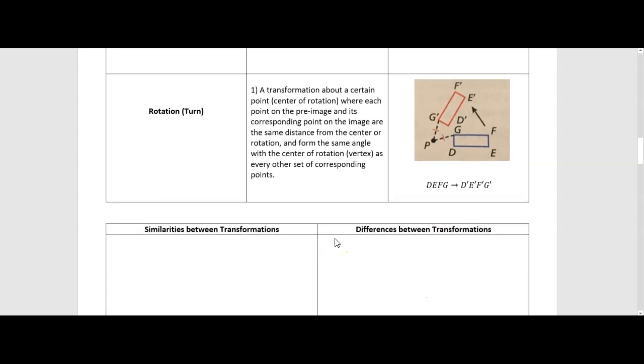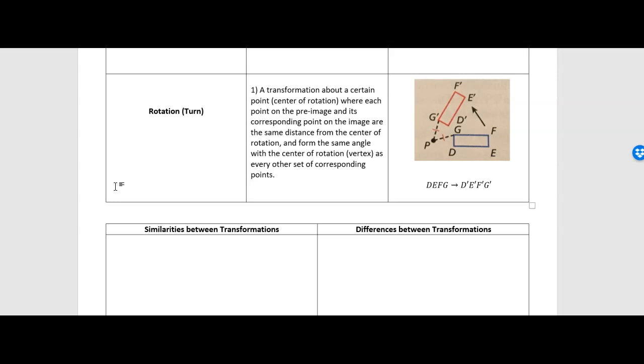This is a transformation about a point, which we call the center of rotation, where each point of the pre-image and its corresponding point on the image are the same distance from the center of rotation, and form the same angle with the center of rotation as every set of corresponding points. Wow, that was a lot to take in.